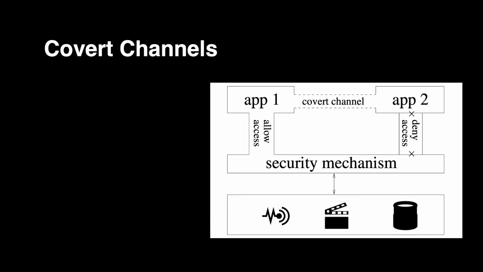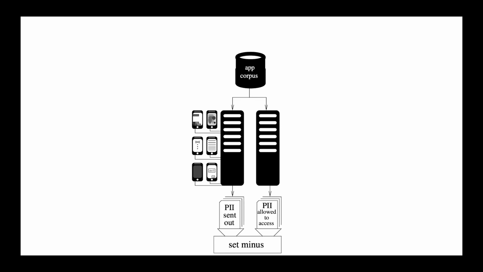And so using our infrastructure, we can automatically test for this. We can look at what are all the apps that are sending personal information out, and then we can look at what are the apps that are allowed to access the personal information. And if we subtract those two sets, anything that's left is an app that's sending out personal information that it didn't have the right to access, and therefore it's circumventing the permission system somehow.